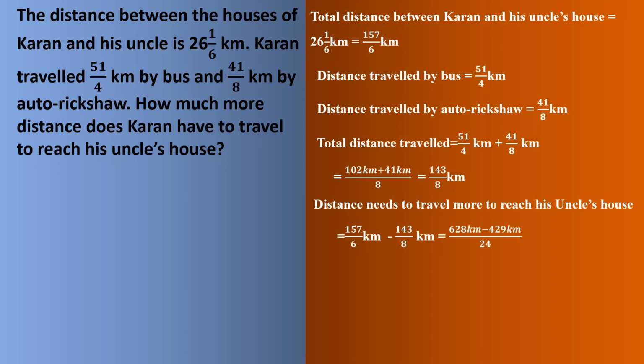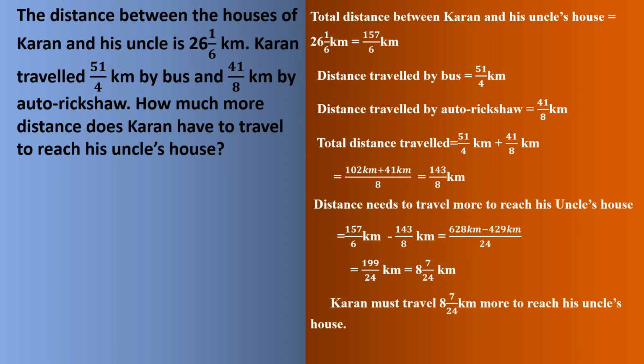Subtract it, and you will get the LCM of 6 and 8, which is 24. Now you can easily solve with the help of the LCM. And you will get 199 by 24 kilometer. Converted into mixed, it is 8 and 7 by 24 kilometer. And finally, you can write the final answer: Karan must travel 8 and 7 by 24 kilometer more to reach his uncle's house.